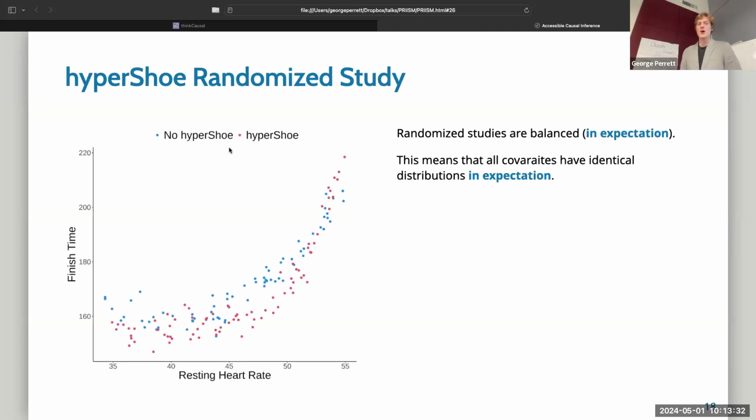So here's the data from our randomized study on hypershoes. And a really nice property of randomization is that we have balance in expectation. Now, what does balance mean? If we look across levels of resting heart rate, we have an equal amount of people in the treated group and the control group on average. And this means that all the covariates that we've measured and haven't measured have the same distribution in expectation.